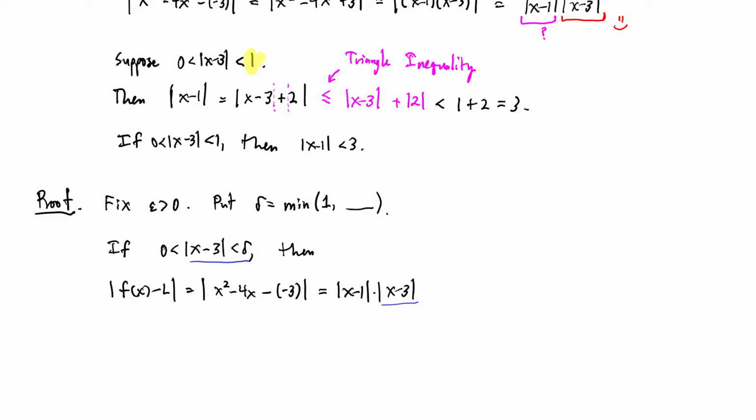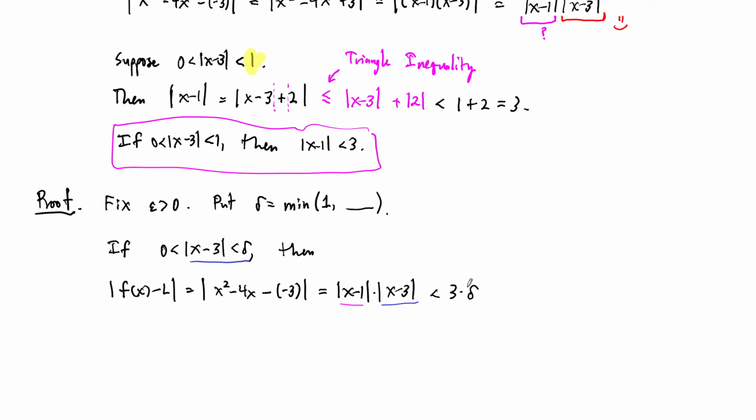But it's also this portion right here, the |x minus 1|, by our work from above, when |x minus 3| is less than 1, this is less than 3. That's the work that we have here. So from this portion we can write that this is less than 3 times delta. The 3 comes from our work above. That's the reason that we have this 1 here. And the delta comes from this portion right here. And this statement now tells us how to choose the other portion of our minimum.